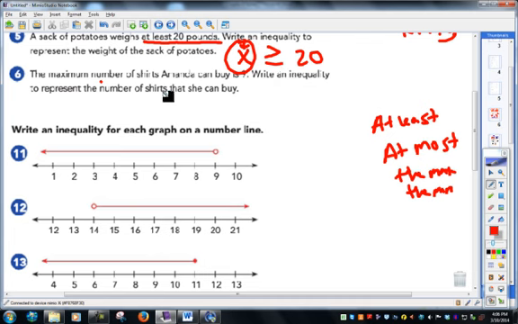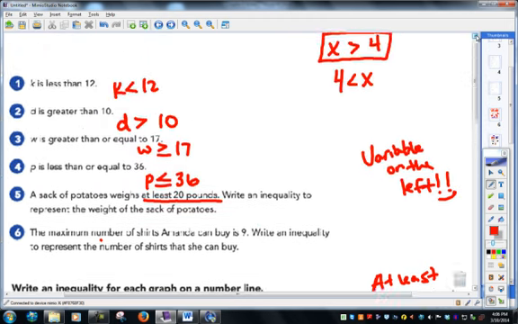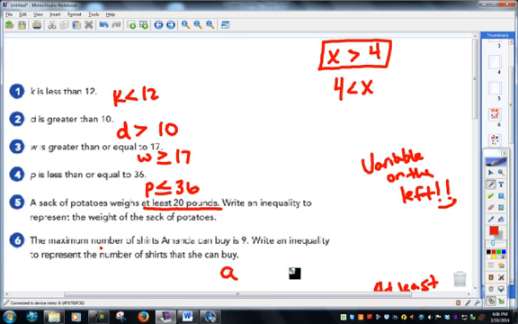Okay? The maximum number of shirts Amanda can buy is, I can't see that, 9. So again, I'll use A for Amanda. Can we just use A for Amanda? Put 9 on here. Now, maximum. Would that mean that she could buy 9? Yes. Right. The maximum number she can buy is 9. She could buy 9. So we're going to put the or equal to on there.